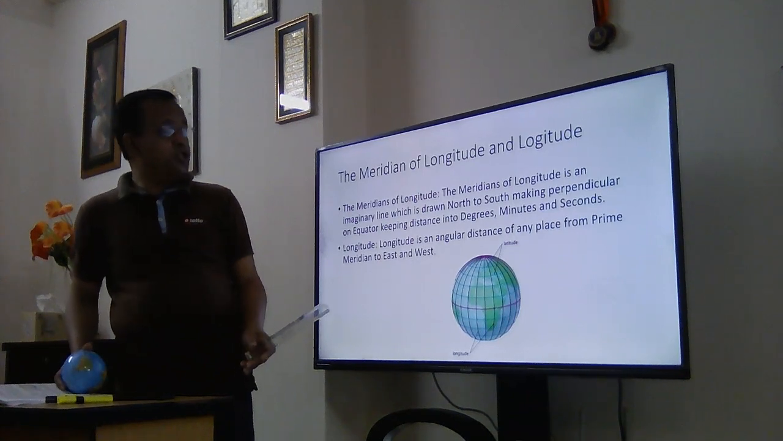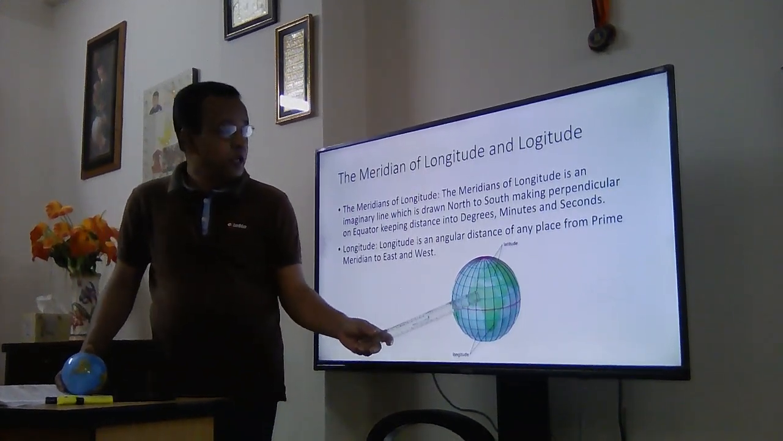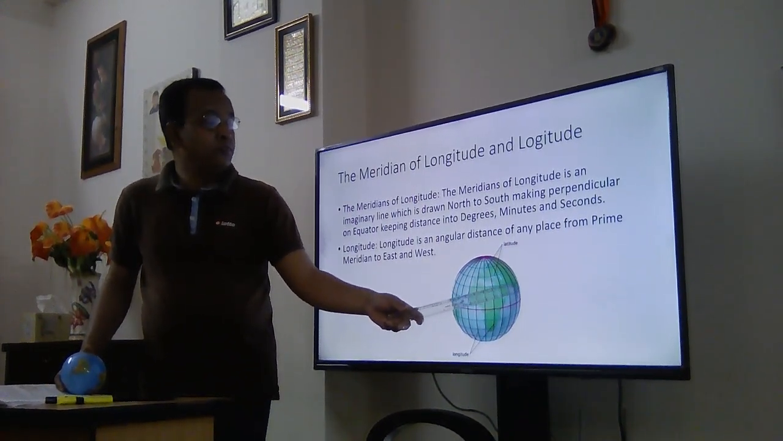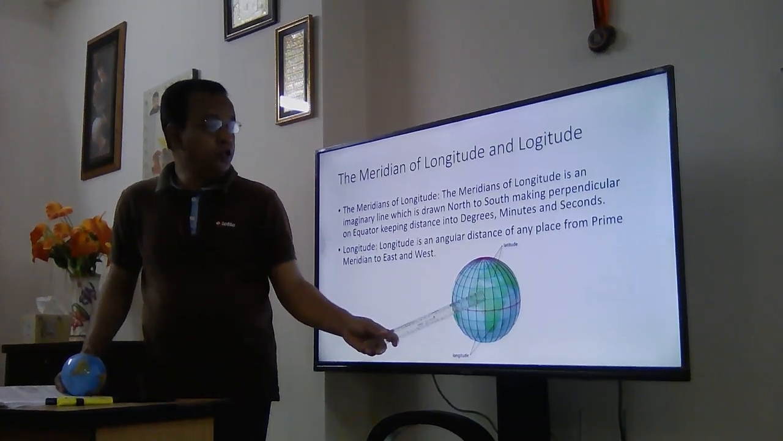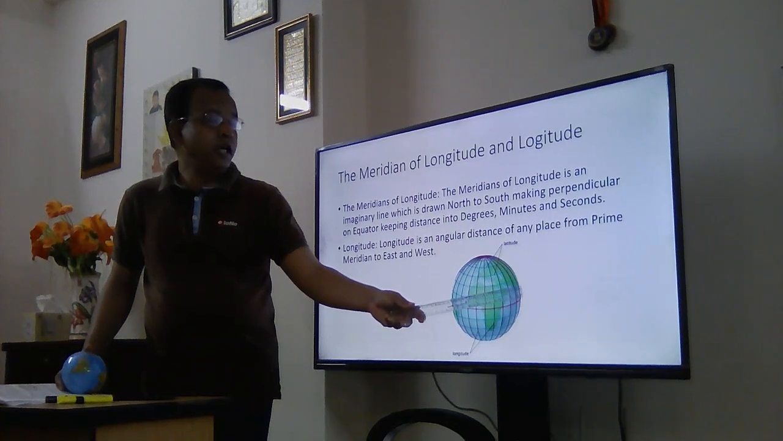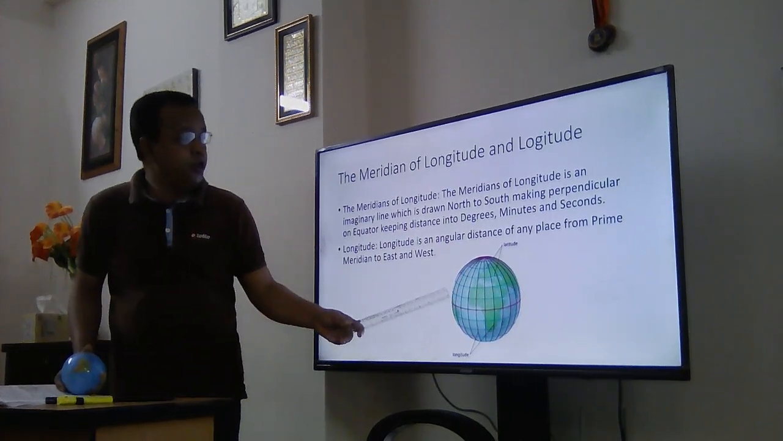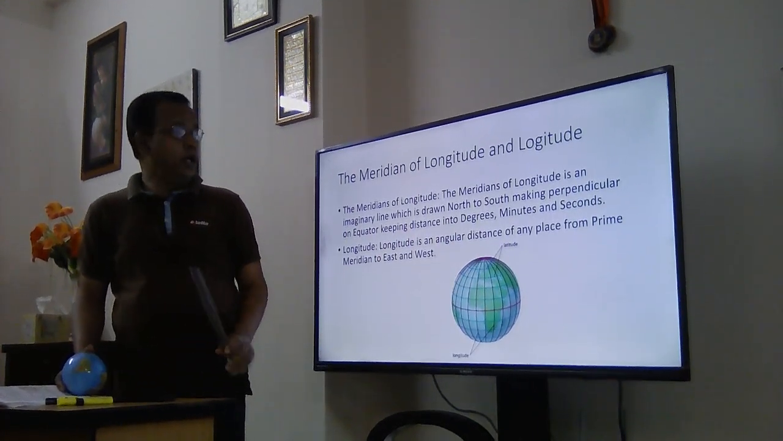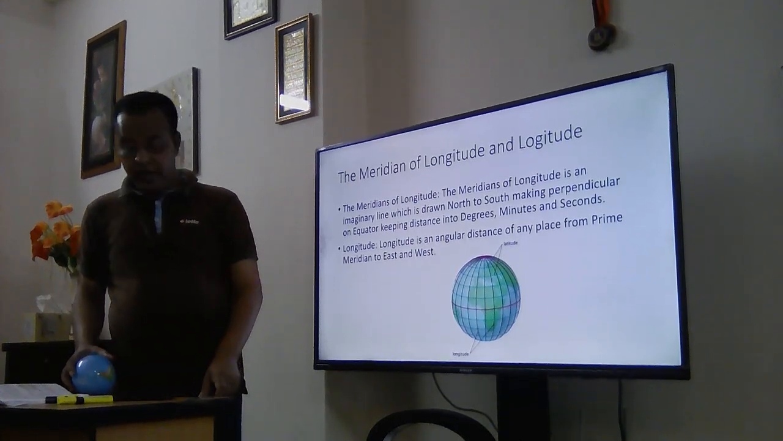The lowest value of longitude is 0 degrees and the highest value of longitude is 180 degrees. Lowest 0 at the prime meridian and highest 180 degrees. On this side 180 degrees east and here 180 degrees west. Clear? Now see the next topic.